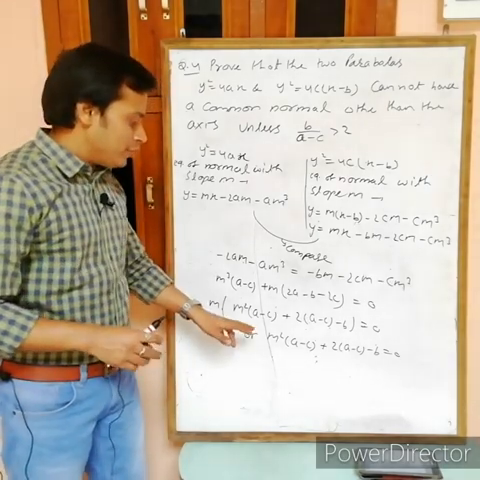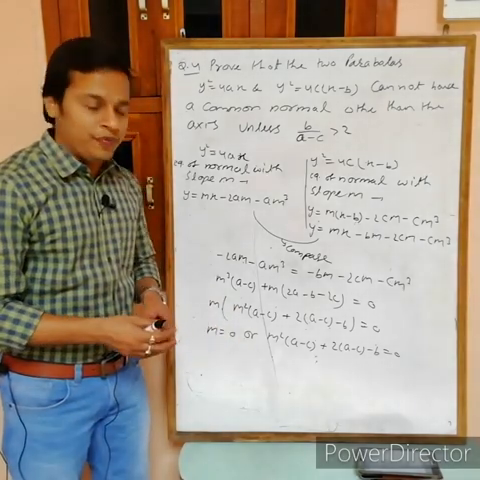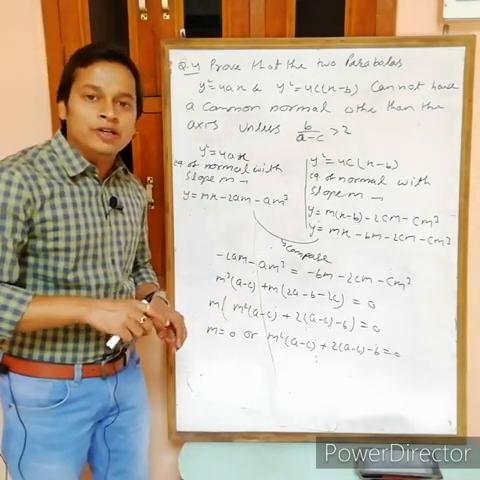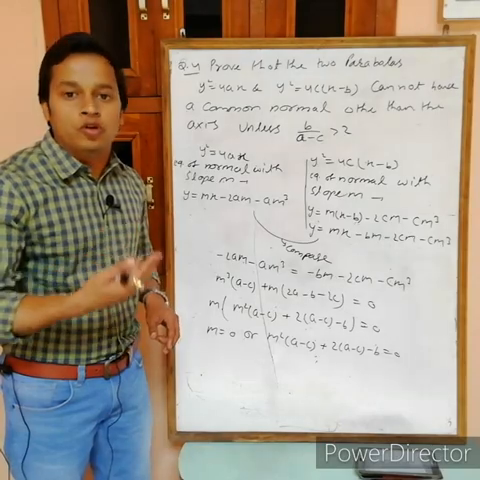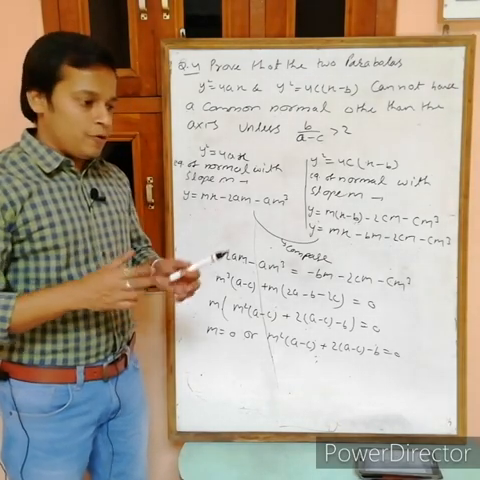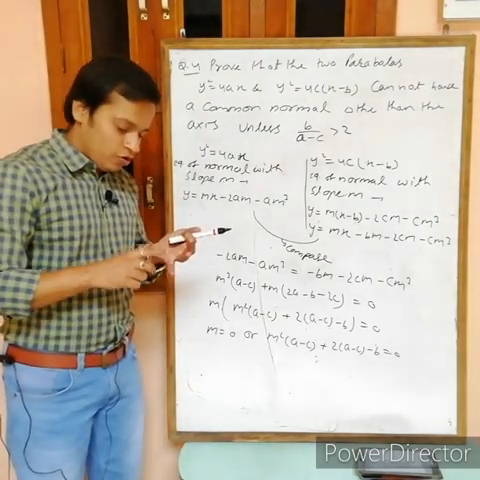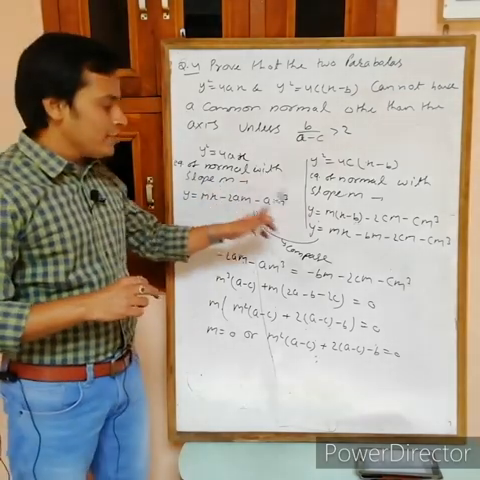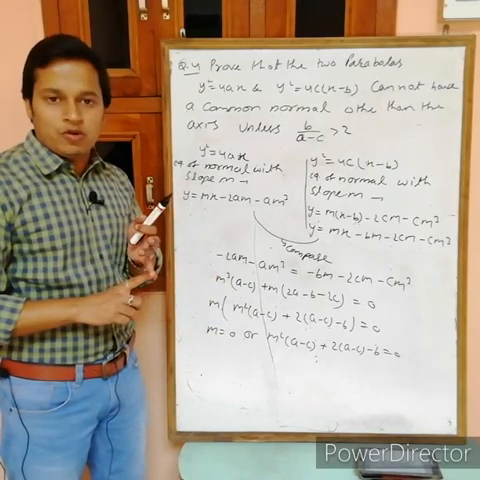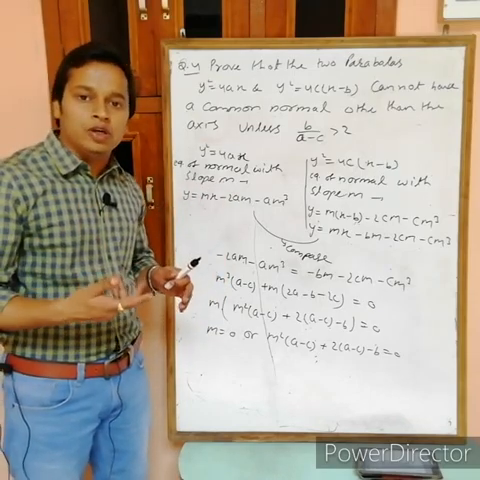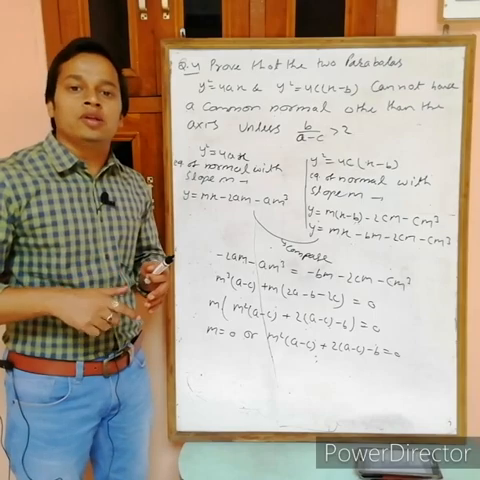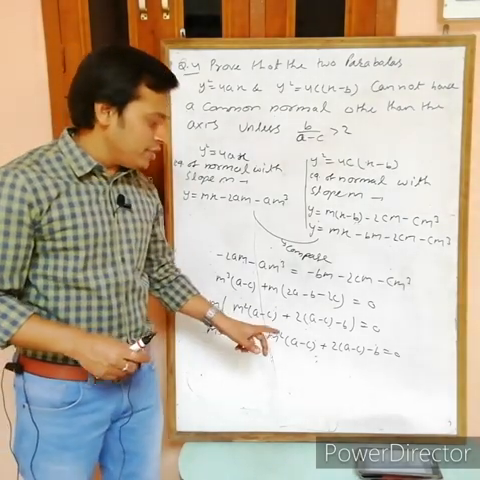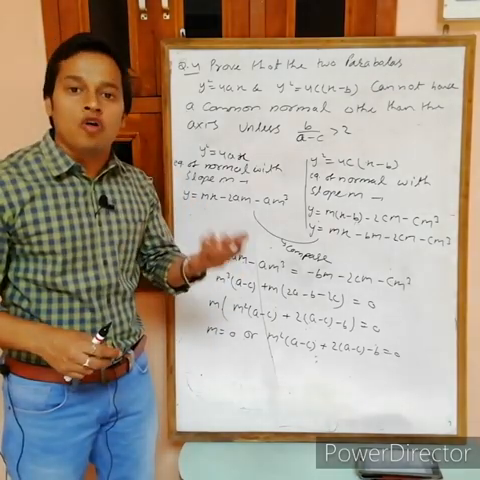From this equation, if you get any value of m, that m represents the slope for a common normal. Suppose you are getting m equals 0, 1 and minus 1. If you put m equals 0 in any equation, you will get one common normal. If you put m equals 1 in any equation, you will get another common normal. If you put m equals minus 1, then you will get another common normal. So after solving these, you will get the slope for common normal.